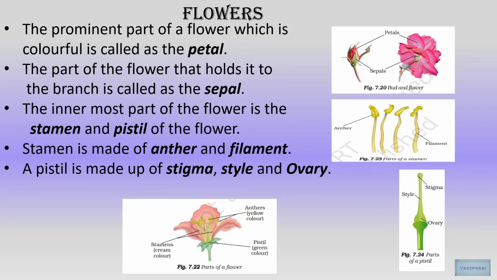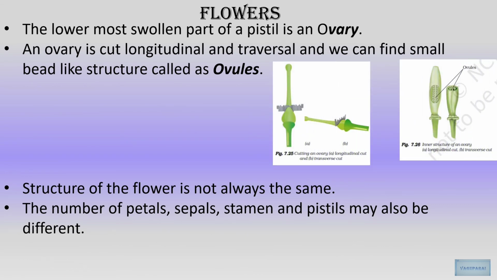And then we have an innermost part of the flower that is called as the stamen and the pistil. Stamen is made out of anthers and filaments. A pistil is made out of stigma, style and ovary. The swollen part of a pistil is called as the ovary, and when you're going to cut it out vertically and horizontally, that is longitudinally and transversely, we find out the ovary to be resembling as shown in the picture.